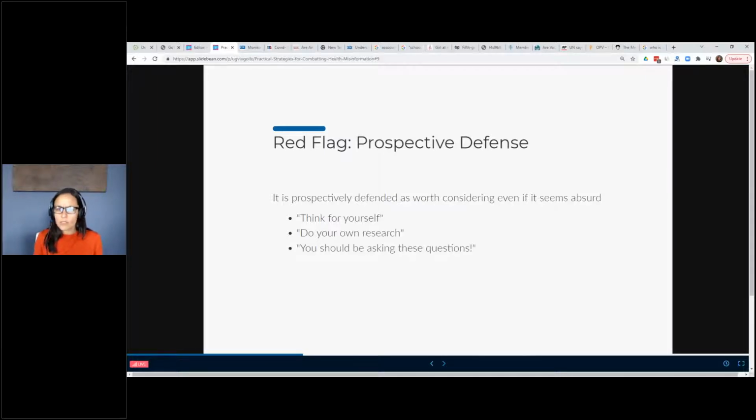Like, of course you should think for yourself. Of course you should do your own research. Of course you should be asking questions. I'm going to talk about questioning things that you have a reason to believe are not true. But when the article is appealing to a person by stating these things, it's just an anticipatory defense, which is a rhetorical device that should raise a red flag.